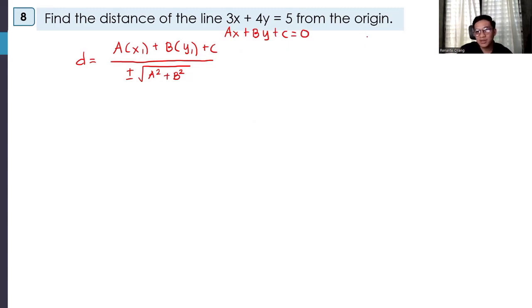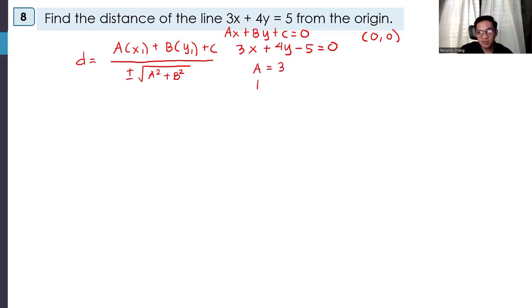Then, our point, he says origin, so therefore 0, 0. So, our line is in this form, so let's convert it into this form. It becomes 3x plus 4y; we move 5 to the other side, so negative 5 is equivalent to 0. So, by inspection, our A, class, is 3. Our B is 4. And our C is negative 5.